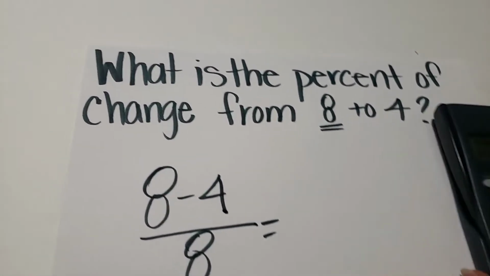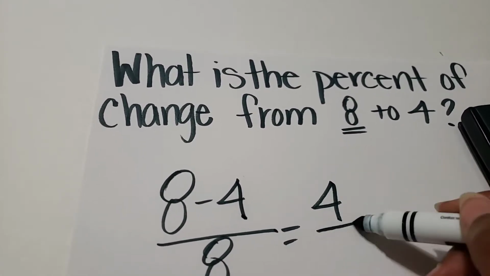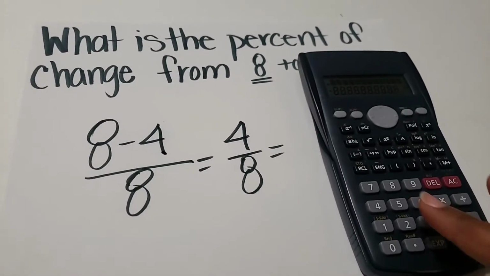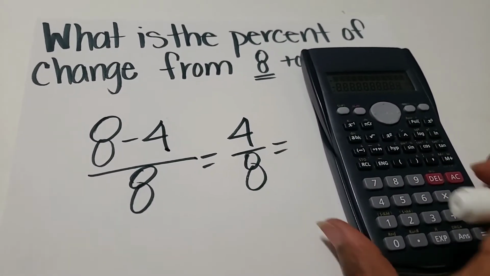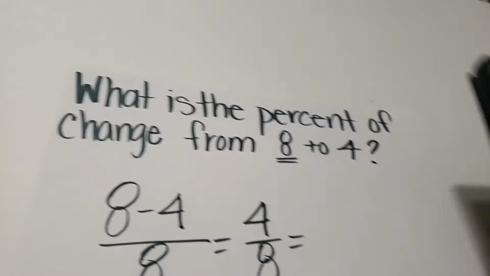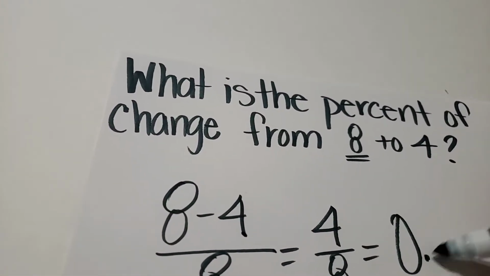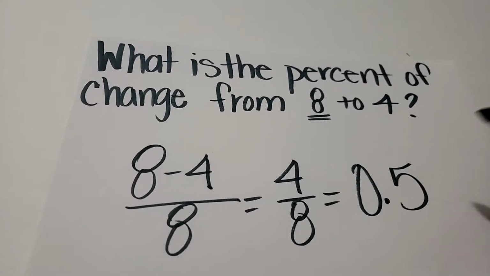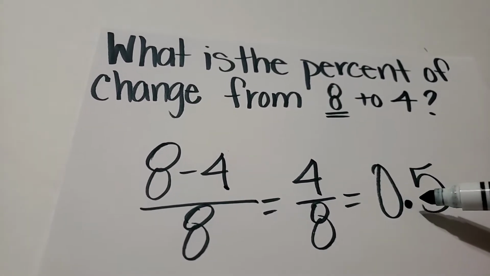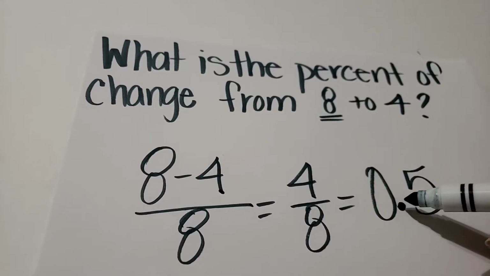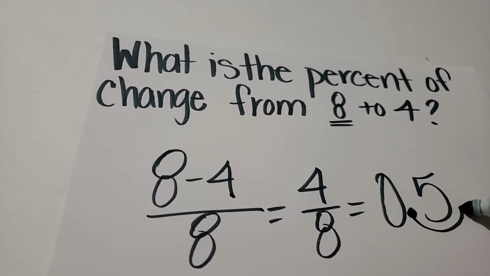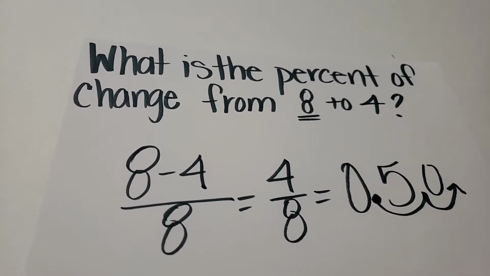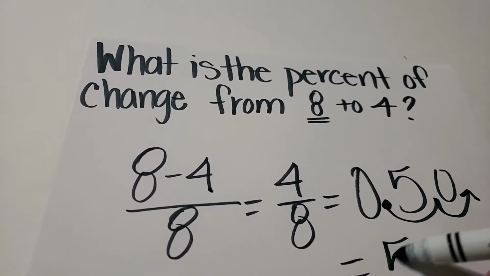8 minus 4 is 4 divided by 8. Let's calculate. 4 divided by 8 equals 0.5. Now the question asks, what is the percent of change? So we have to change our decimal number to a percent. We do that by taking our decimal and moving it 2 places to the right. Because there's no number here, I'm going to fill that in with a 0. And that becomes 50%.